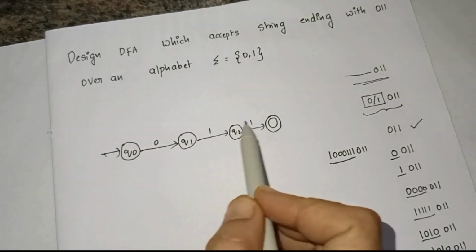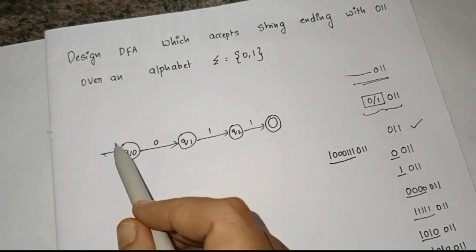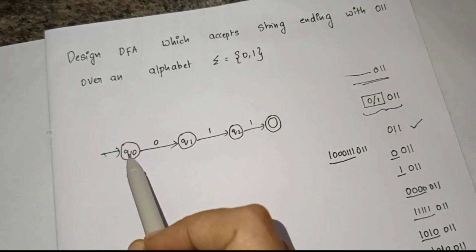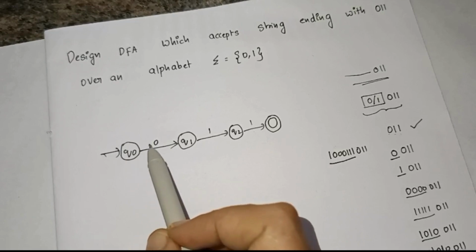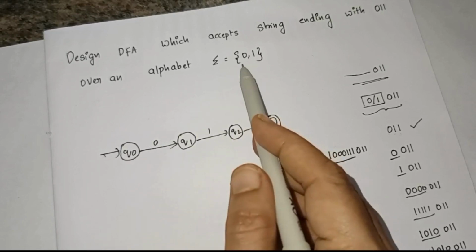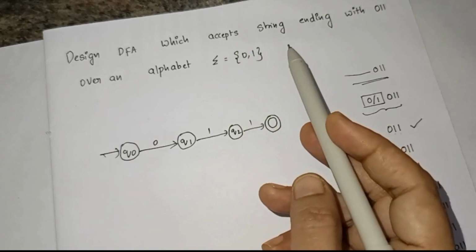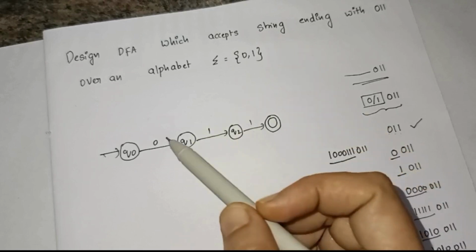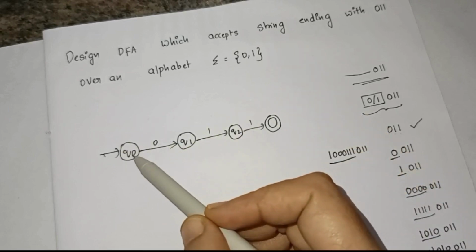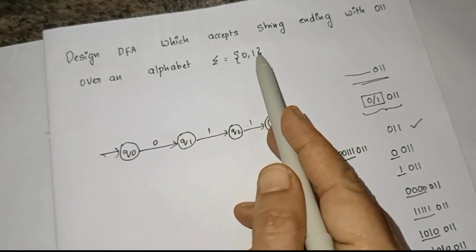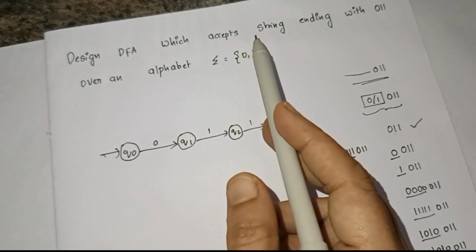Means before this 0, 1, 1, we can have any number of zeros or ones. But if you take a DFA, a state should have a transition with only 0 and 1. Okay, it shouldn't have more than one transition also. So that is the definition of DFA. DFA means each state should have a transition over these two symbols, and it shouldn't have more than one transition.